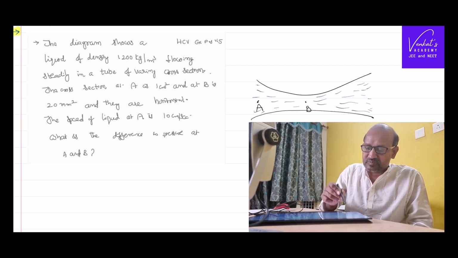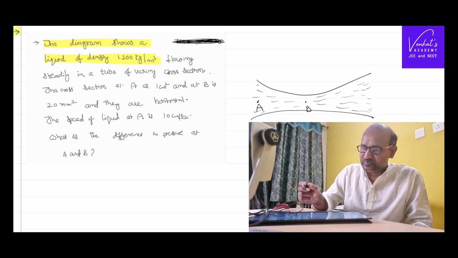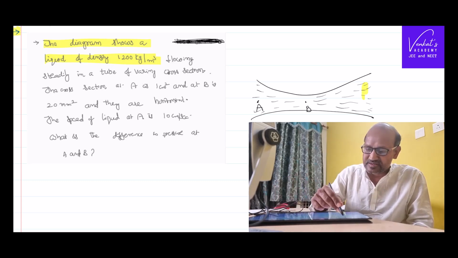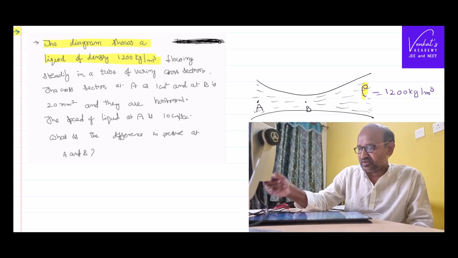This is what the problem is. The diagram shows a liquid of density 1200 kilogram per meter cube. So this is the liquid, and it has some density. How much is the density given for you? 1200 kilogram per meter cube. So it is given in SI system itself.